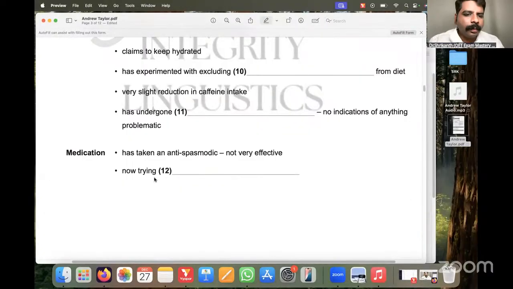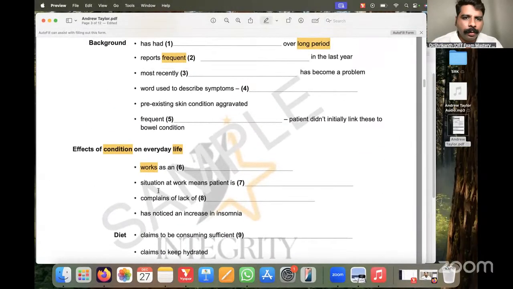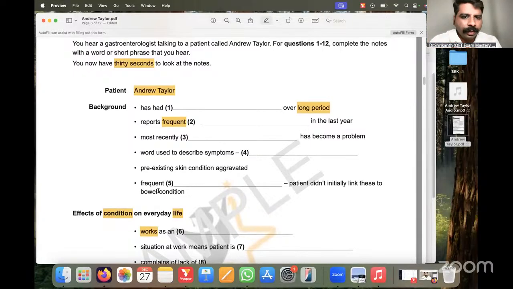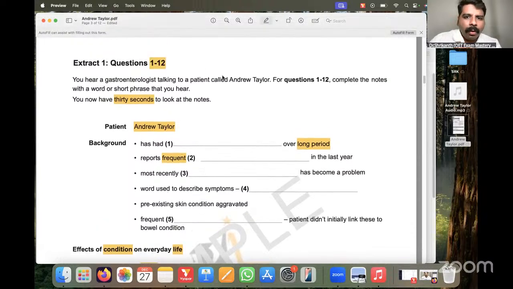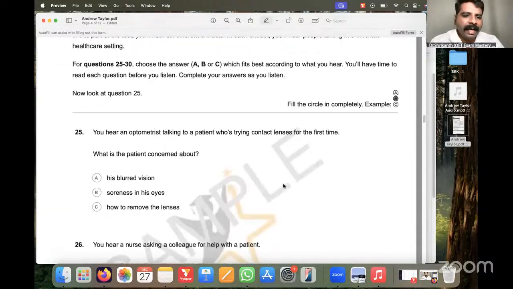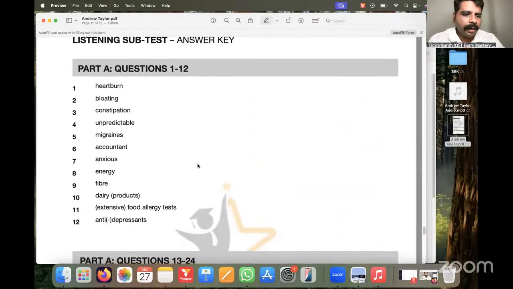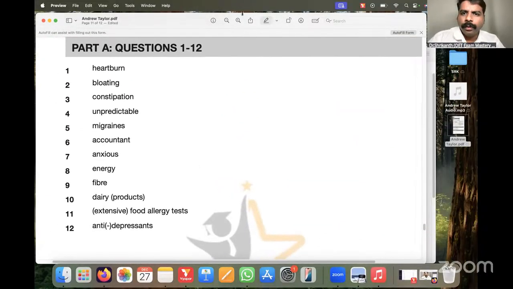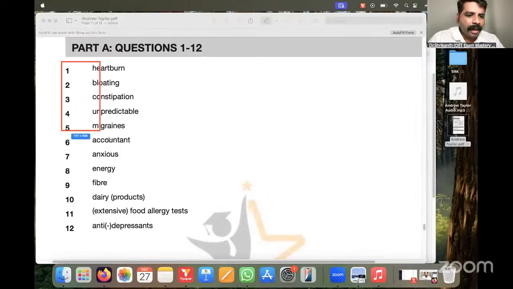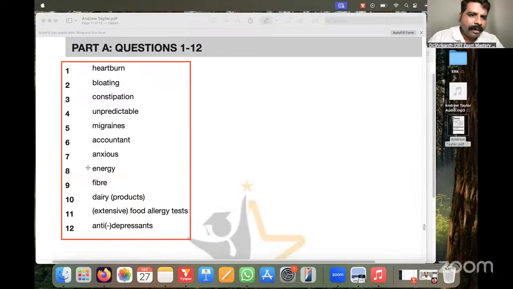Okay, so that was the end of extract one, right? So we listened to the 12 questions audio, a patient consultation between a patient called Andrew Taylor and a gastroenterologist. So I'm going to show you the answer key over here. These are the answers to the first 12 questions. If you have your notebook with you and have written down the answers, you can see these are the answers to the 12 questions. So take a look at the answer key and see how many correct answers you have.